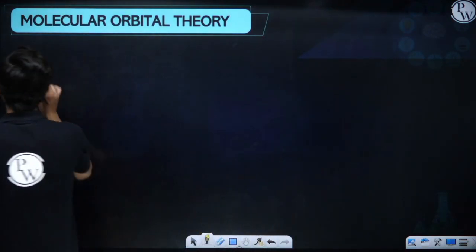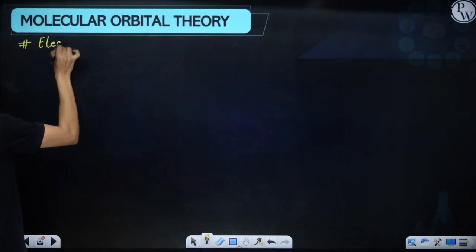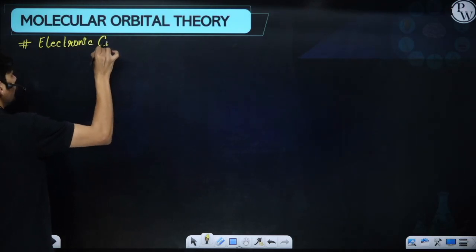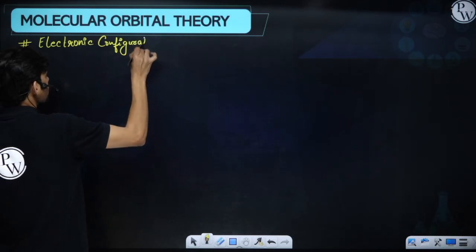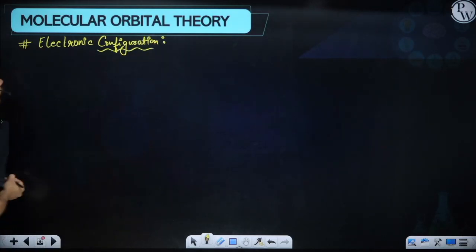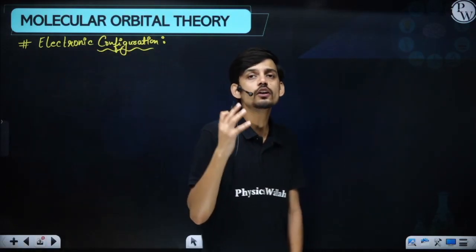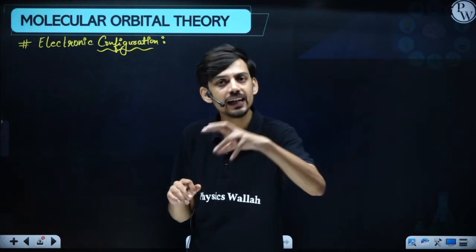Now we are going to see the electronic configuration of molecules. This is the most important topic from this section. Most of the questions are coming from the electronic configuration. So electronic configuration is similar to atom. The electronic configuration of a molecule means the arrangement of electrons inside the orbitals in the molecule.